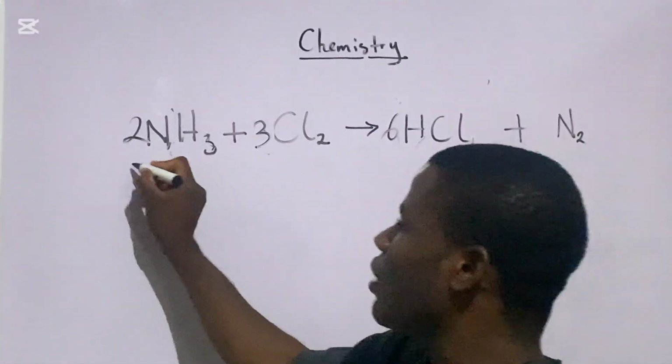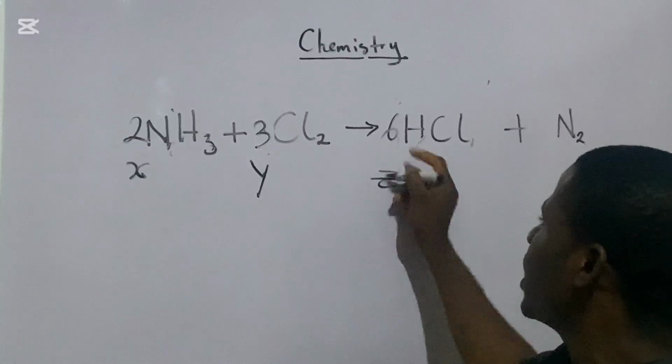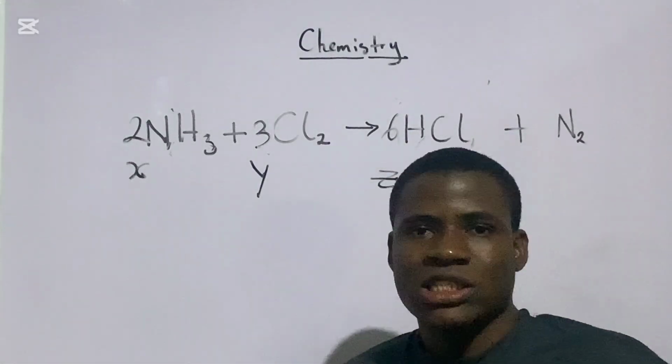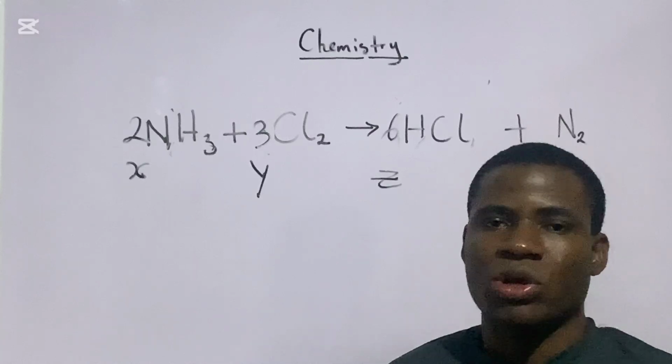Hydrogen balanced, nitrogen balanced, chlorine balanced. My dear, the value of x is 2. The value of y is 3. And the value of z is 6. And that's our final answer. I hope you understand what I say. This is just what we call balancing of a chemical equation.